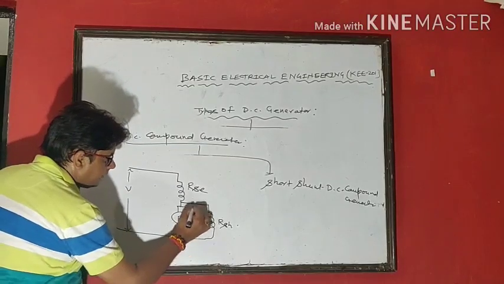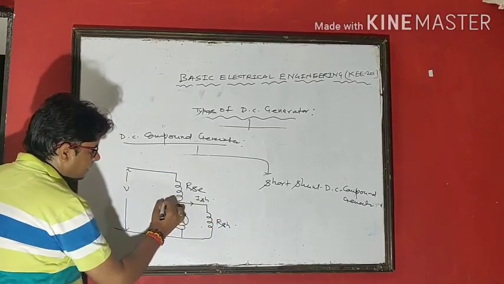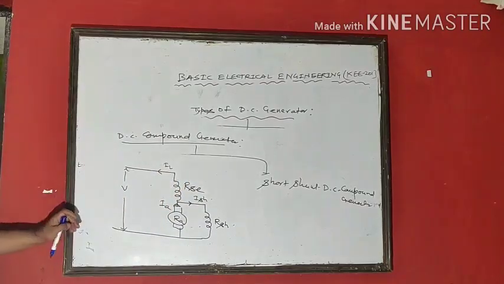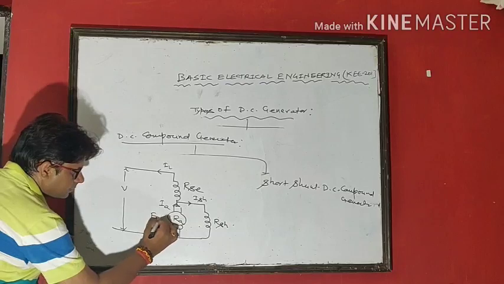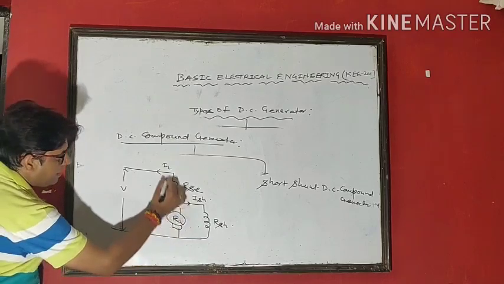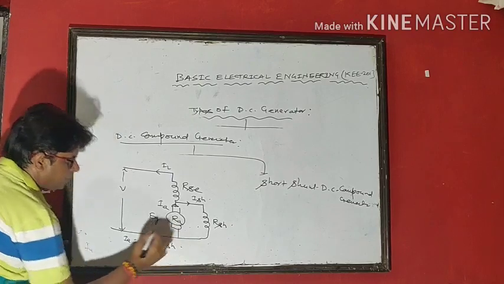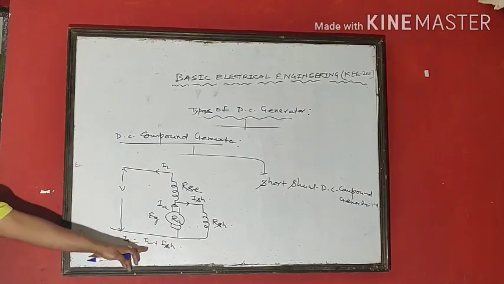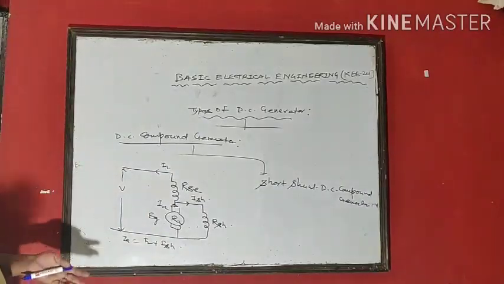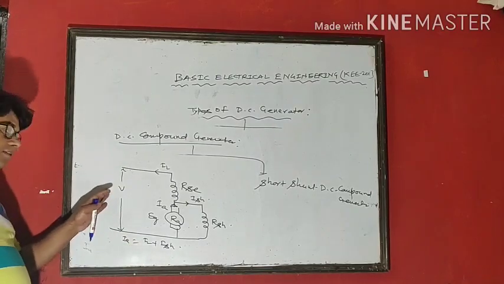Here RA, this is your ISH, here IA, and here IL. Here what is the value of EG? First find the value of armature current. IA equal to IL plus ISH. And what is the value of IL? IL is the same, that is PL upon V or V upon RL. What we used in all the others, the same thing will be used, that is the IL load, because the load remains the same.